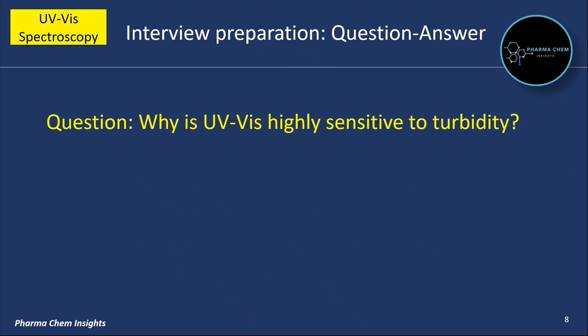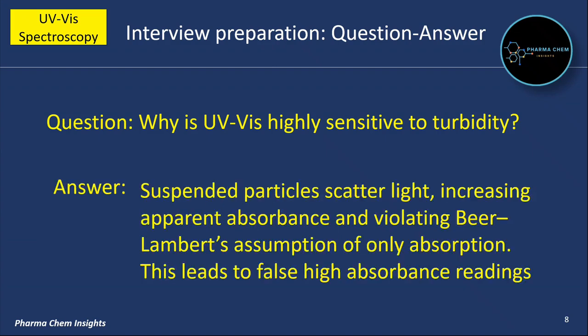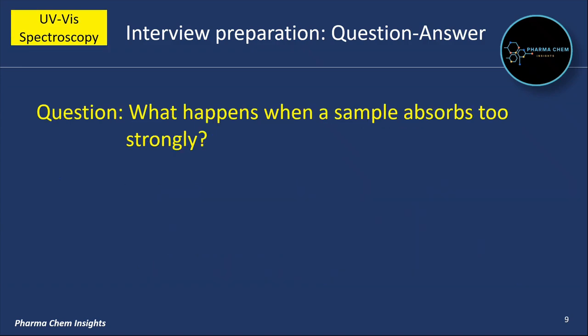Next question, why is UV visible highly sensitive to turbidity? So answer is, suspended particles in samples scatter light, increasing apparent absorbance and violating Beer-Lambert's assumption of only absorption. This leads to false high absorbance readings.